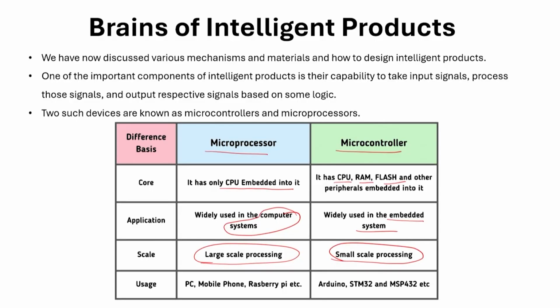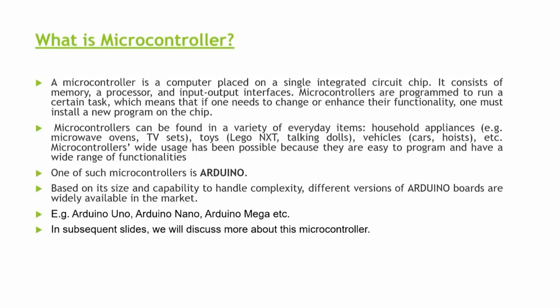A microcontroller is much better because the weight penalty is much less. You can embed the system inside. On the other hand, you have to carry a big computational system for a microprocessor. So, no wonder that microprocessors are used for PCs, mobile phones, Raspberry Pi, etc. But microcontrollers like Arduino, STM32, MSP432 are used in on-site applications. Another point we have to keep in mind is that a microcontroller is much simpler to use in comparison to microprocessors. So, let us first focus on microcontrollers.